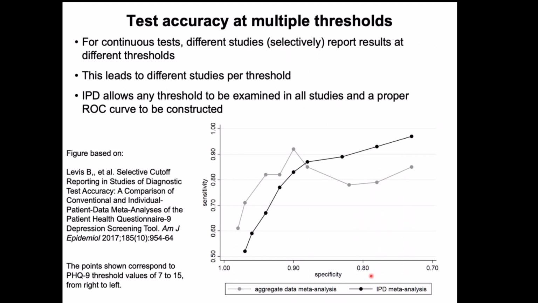Going back to test accuracy, the key thing of test accuracy is to look at the effect of a test at multiple thresholds. Now, if you base this on publications, each study is going to use different thresholds, and that leads to an ROC curve which is not proper. You know, this should always be increasing, but without IPD, you get different numbers of results for each threshold, and therefore you get this weird ROC curve. But with IPD, you can analyze all the thresholds in every single study because you're in control, and you get this nice curve which is a proper monotonic curve.